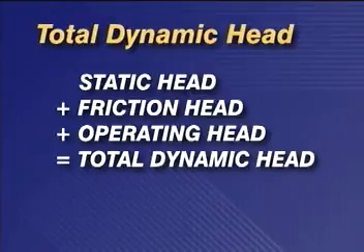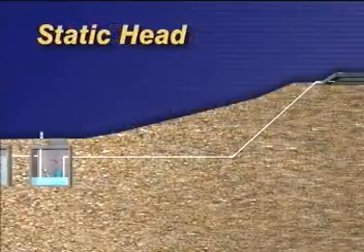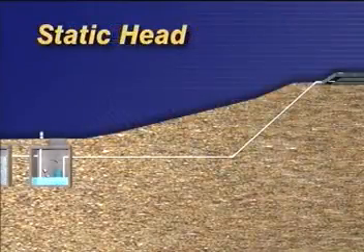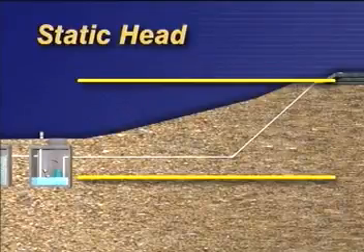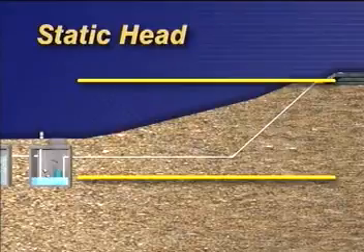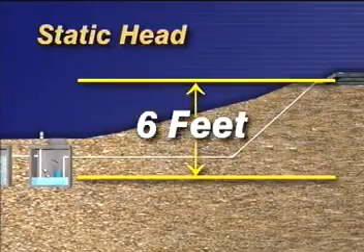Now, let's work through the steps required in matching a pump for a hypothetical system. Since total dynamic head is the sum of static head, friction head, and operating head, we'll first calculate these values separately, then add them. Static head is the actual vertical distance in feet measured from the minimum water level in the pump chamber, normally the off point of the pump, to the point of discharge into the manifold or distribution box. In the illustration here, 6 feet.